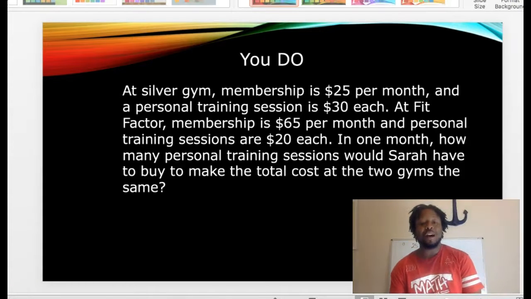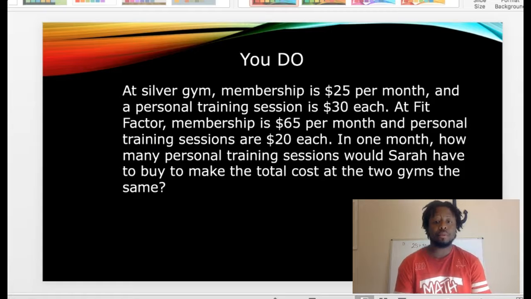Alright, so this problem says at Silver Gym, membership is $25 a month and the personal training sessions are $30 each. At Fit Factor, the membership is $65 a month and the personal training sessions are $20 each. In 1 month, how many personal training sessions would Sarah have to buy to make the total cost for the two the same?